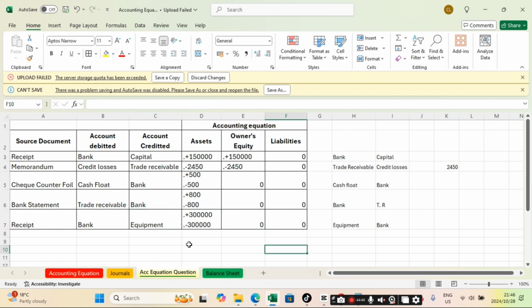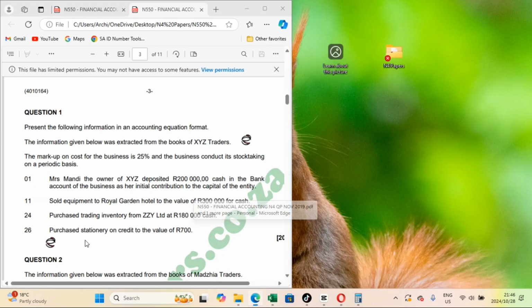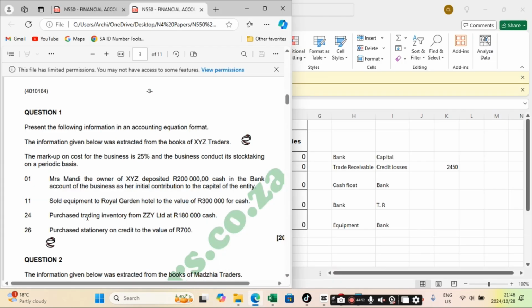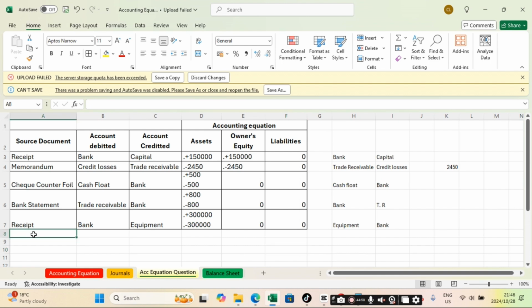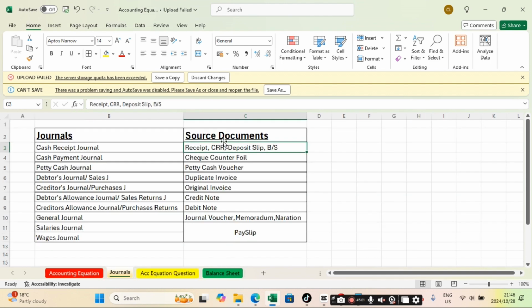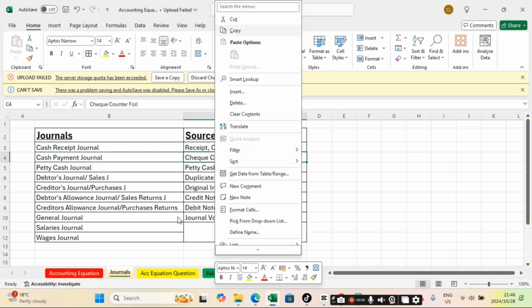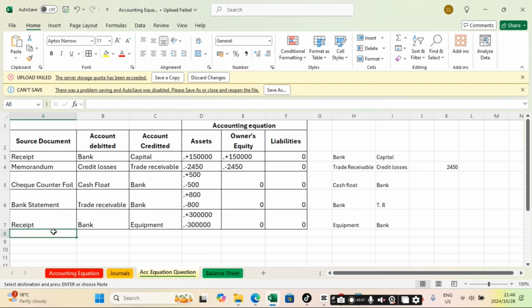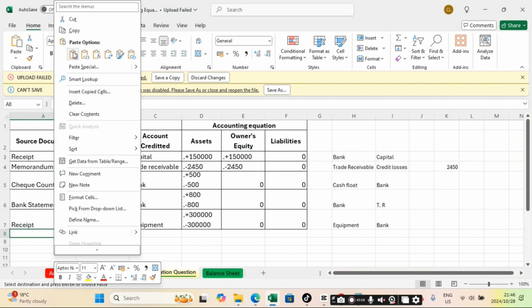Fast. And then next, quickly. And then we have 24. They say purchase trading inventory. We purchased trading inventory for cash. So since we made those purchases, which source document will be affected? CPJ. CPJ is what? Cash counterfoil. Copy, paste. So our cash counterfoil will be affected. So let's just paste it.